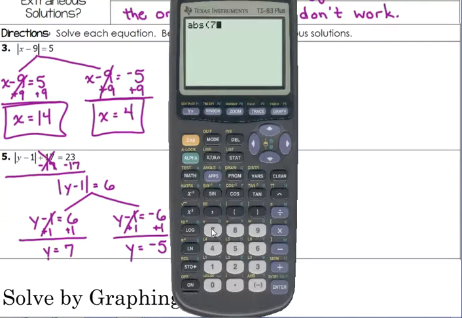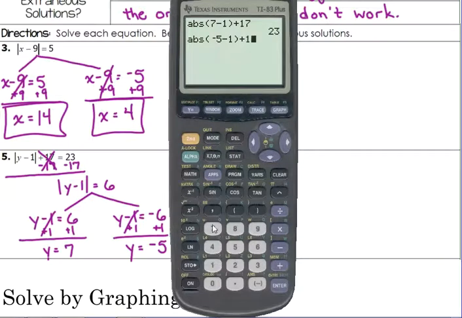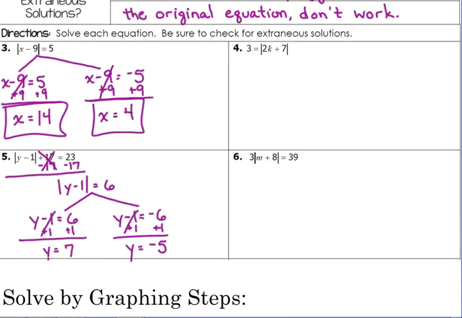The absolute value of, let's check 7 first. 7 minus 1, you got to close the parentheses. After the 1, you put the parentheses in the place of the absolute value bar. Plus 17, that gives us 23. Let's check negative 5. Negative 5 minus 1, close the parentheses, plus 17. And we get 23. So both of those gave us the number that we were supposed to get. So both of those are the solution to this equation.